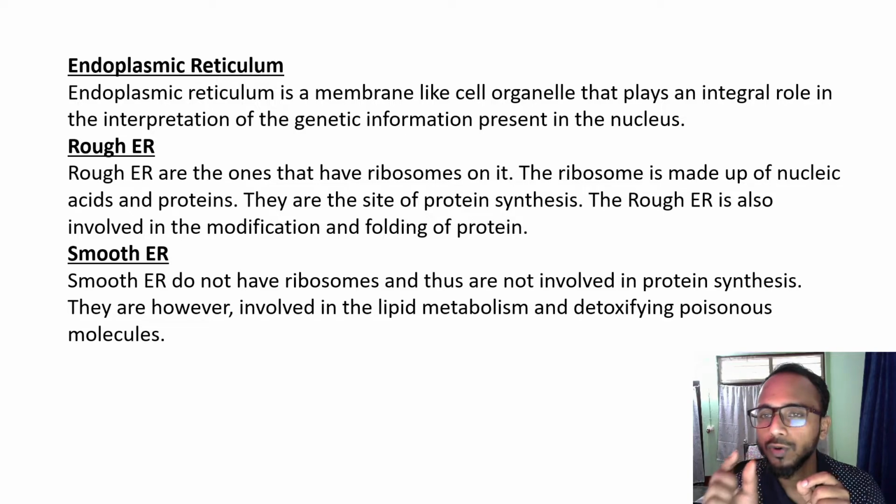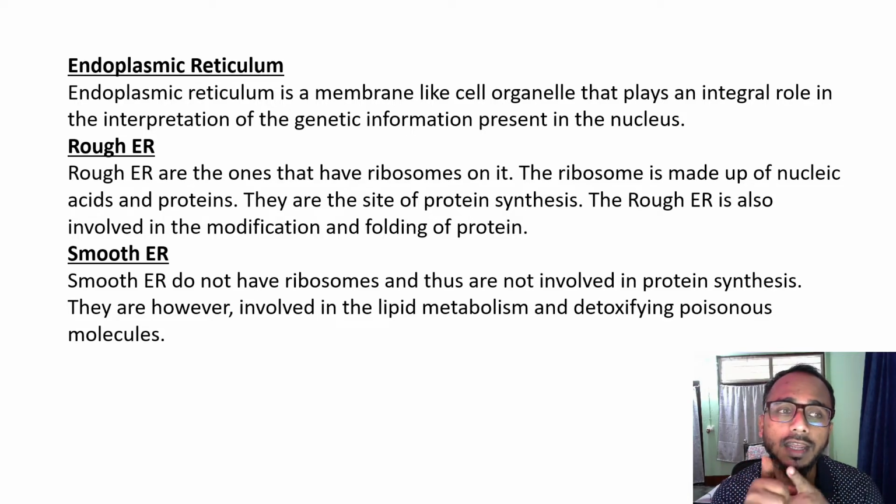We know the genetic material inside the nucleus is DNA and protein molecules. In rough ER, they have ribosomes, and those ribosomes include nucleic acids and proteins. They are the site where protein synthesis takes place. The rough ER is also involved in the modification and folding of protein. So rough ER is the place where protein is synthesized, modified and folded. In the case of smooth ER, they do not have ribosomes and thus are not involved in protein synthesis.